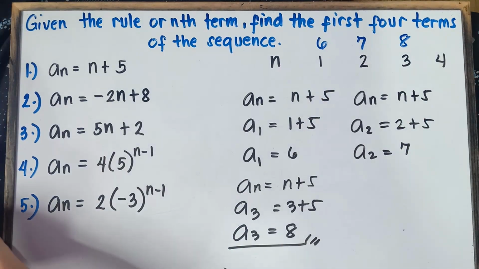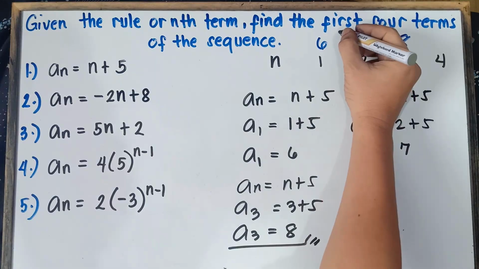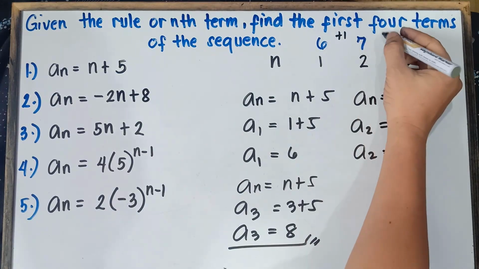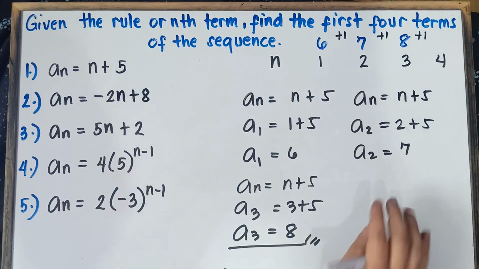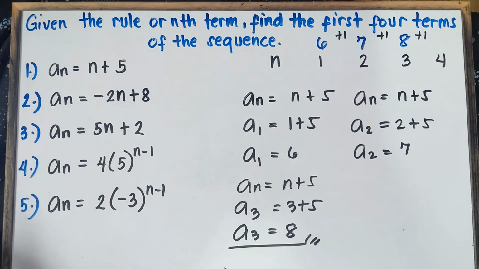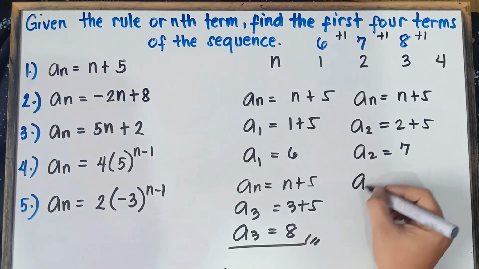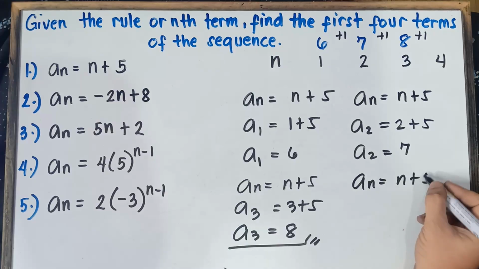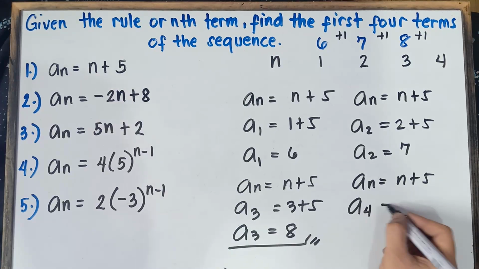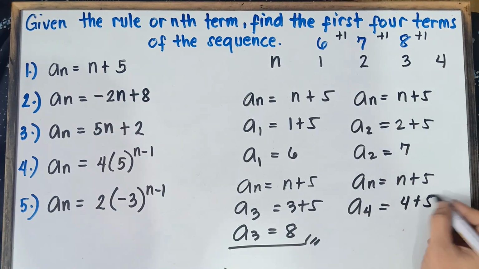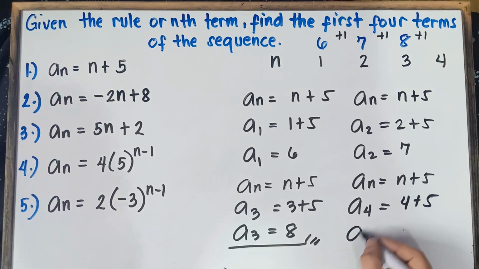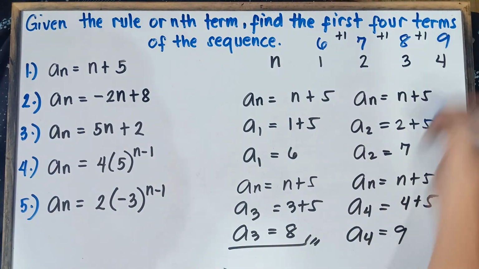6 plus 1, we'll be adding 1, right? The common difference is 1. So 6 plus 1, that would be 7. 7 plus 1, that would be 8. 8 plus 1, therefore, class, the fourth term should be 9. Alright, let's check that. Fourth term, a sub n equals n plus 5. So a sub 4, our fourth term, our n is 4. So 4 plus 5. What's the answer, class? A sub 4 or the fourth term, 4 plus 5, that would be 9. Yup, this is 9. That's it, class.